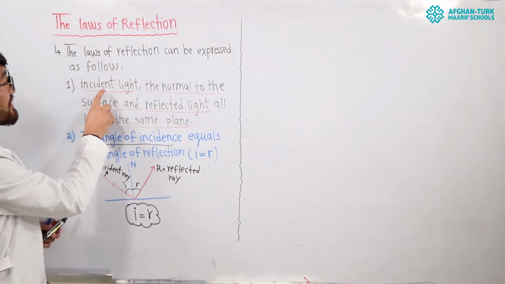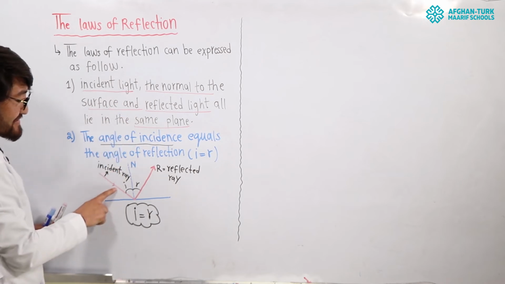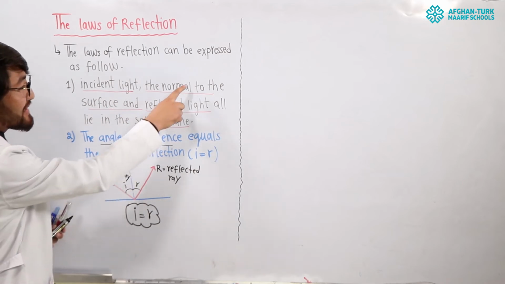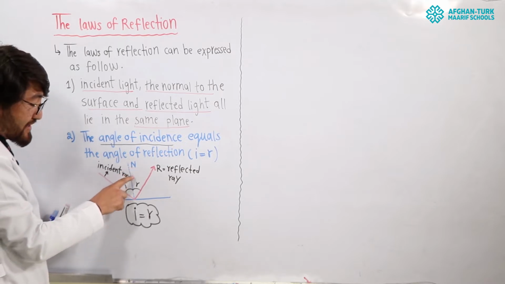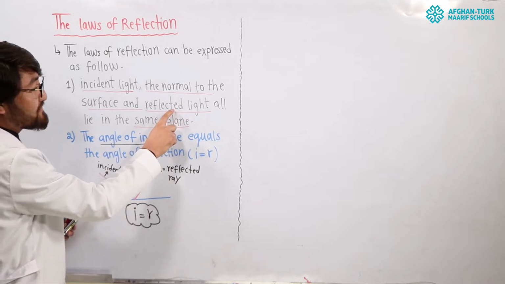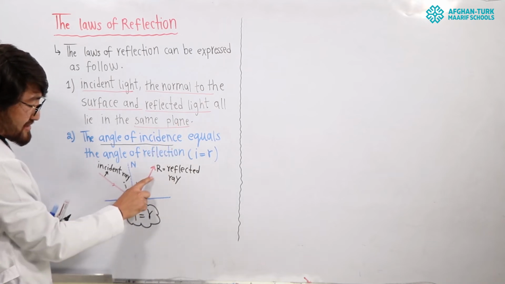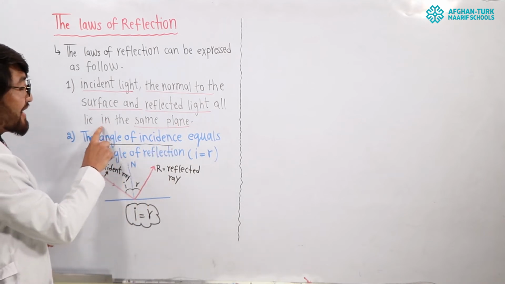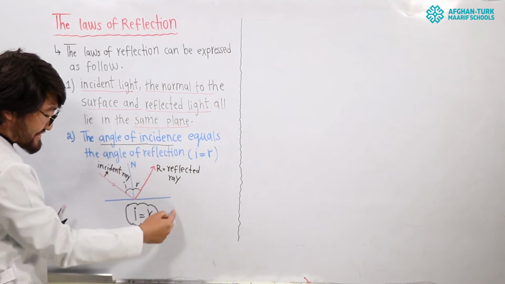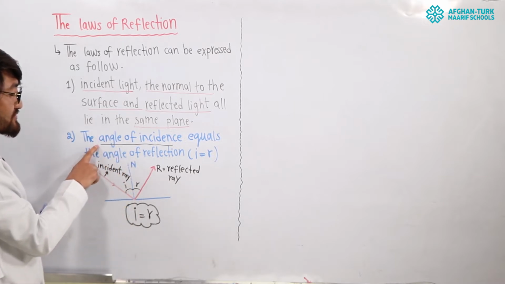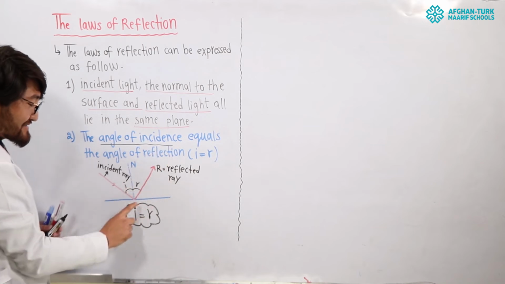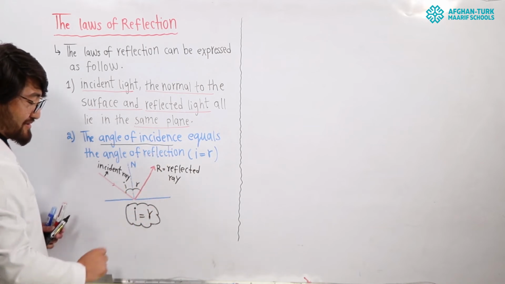What is the first law? Incident light, this is incident light, the normal to the surface, this one, blue one, and reflected light, this one, reflected light, lie in the same plane. And number two, the angle of incidence, it means I is equal to R.